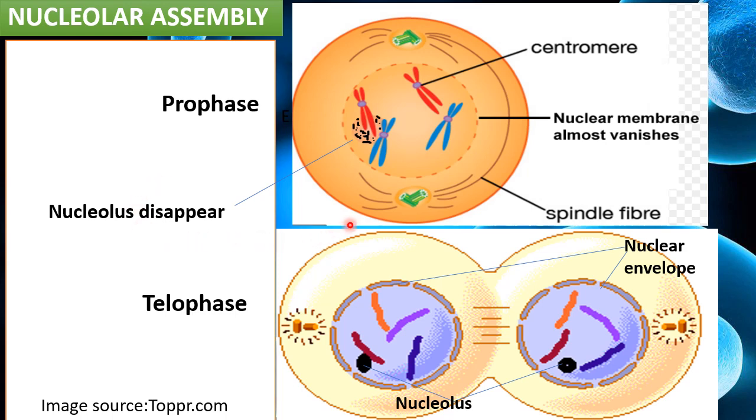And again, during telophase, when the chromosomes are separated into the 2 poles of the cell, a nuclear envelope forms around the separated chromosomes. These are the nuclear envelopes which are formed, surrounding the newly separated chromosomes. Along with the formation of the nuclear envelope, the nucleolus also starts to form. Due to this dynamic nature, the formation and breakdown of the nucleolus take place. Actually, what happens?